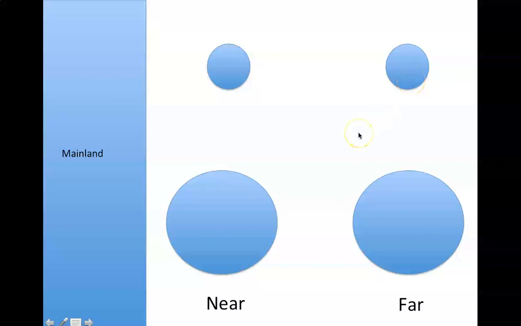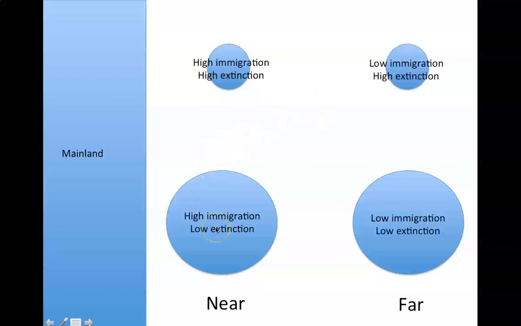Well, what types of diversity can we expect on these islands? Which of these four islands would you expect to have the greatest amount of species diversity? The answer is this one. This big island, because it's big and because it's close to the mainland, is going to have high immigration rates. You're going to have lots of species coming over to this island that's nearby. And because the island is big, there's lots of resources available in different habitats, so you're going to have low extinction rate. So high immigration and low extinction means high diversity.